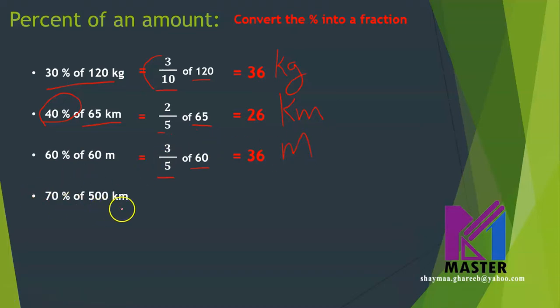70% of 500 kilometer. 70%, what fraction is it? 7/10, or 70 over 100. Because this is a multiple of 100, so I will write it as 70 over 100 to make the division easier. So 500 divided by 100 equals 5. 5 times 70, same as 5 times 7, 35. Then 5 times 70 will be, yes, 350. And don't forget the unit, kilometer.